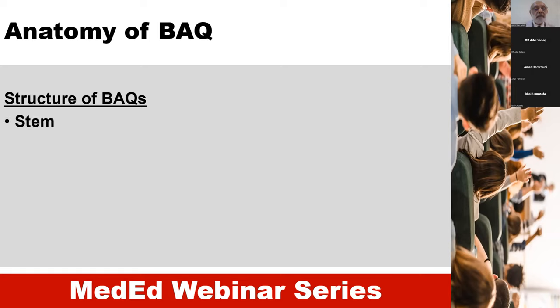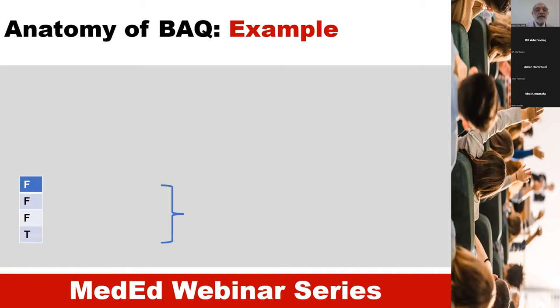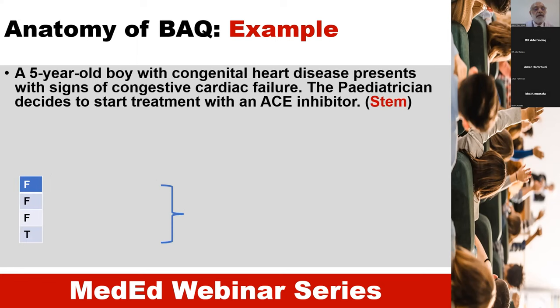The structure of a best answer question: there is a stem followed by a lead-in question, then a key or answer, and three or four distractors. Here is an example. A five-year-old boy with congenital heart disease presents with signs of congestive cardiac failure. The pediatrician directs to start treatment with an ACE inhibitor. So this is the stem of this BAQ.